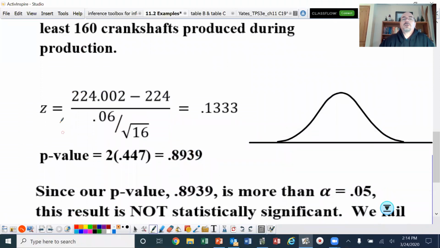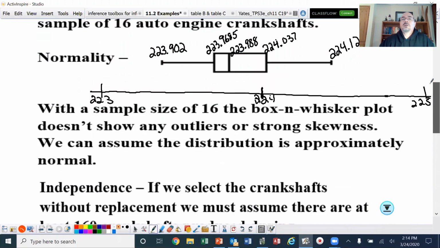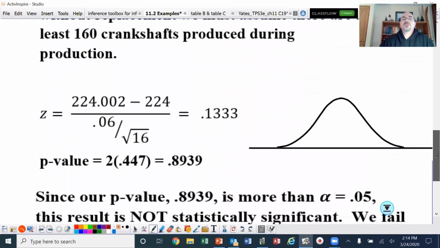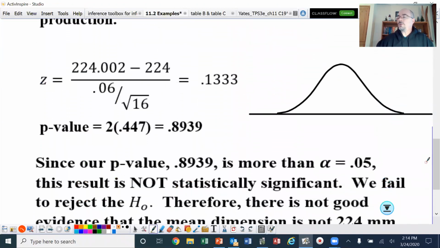We are carrying out our z-test again because it tells us right here, it gives us the standard deviation. So we're using z. Now, something I need to point out on this one, because our alternative was not equal to, we're going to, it's two-tailed. All right, and so you're going to have to double it.